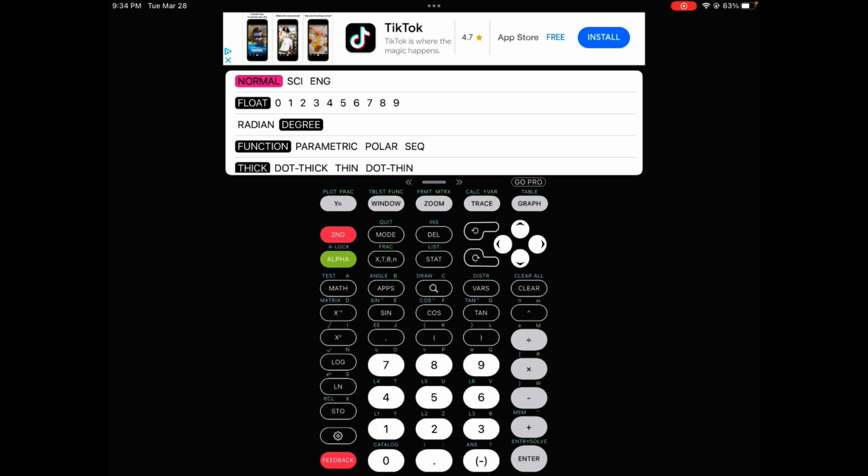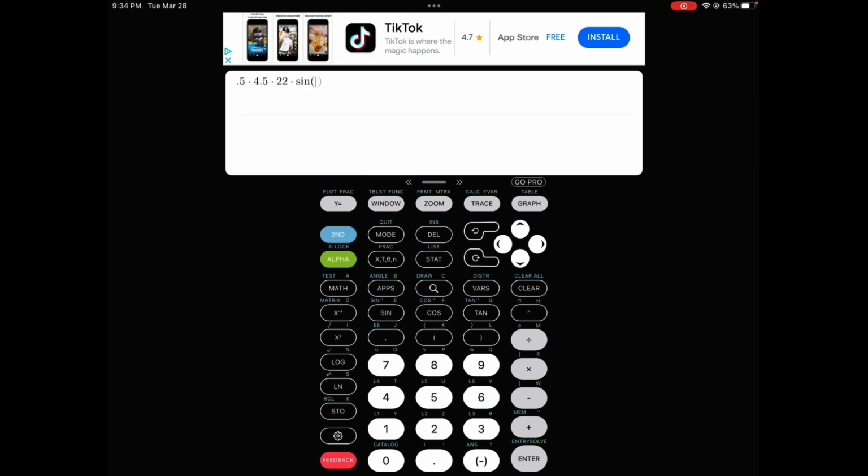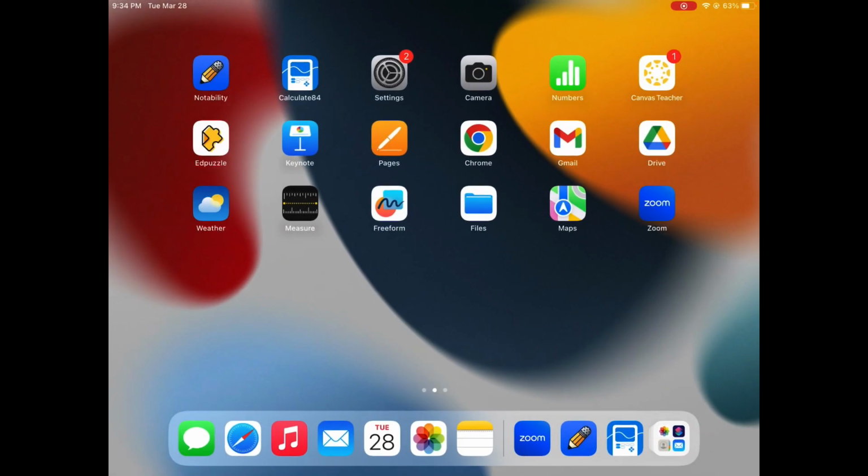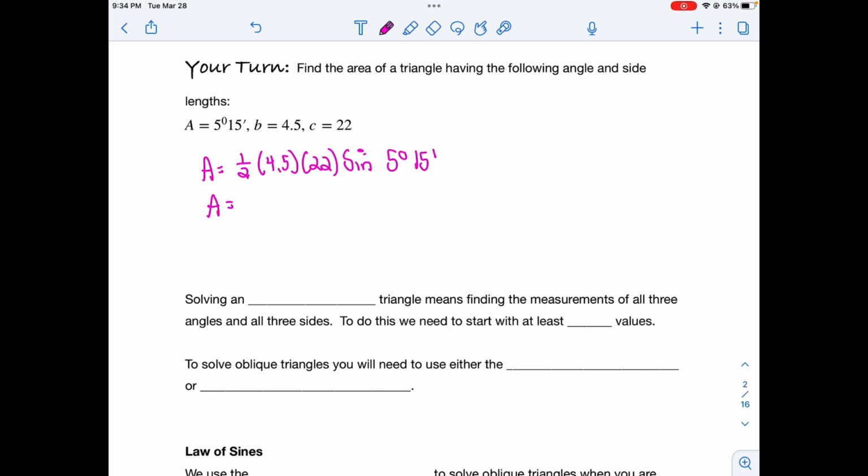We are. So sine. Now remember to do DMS mode in your calculator. You do 5, you go to the angle button, which is second apps key, and then number 1 is the degree symbol. And then I plug in my minutes, 15, and I go back to that second apps key to get to the angle menu, and number 2 is our minutes. And then enter. So the area of this triangle is 4.53 square units. And that is how you find the area of any triangle.